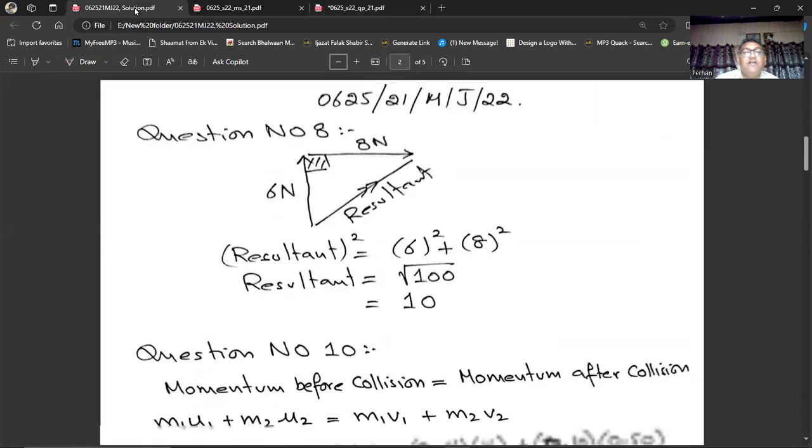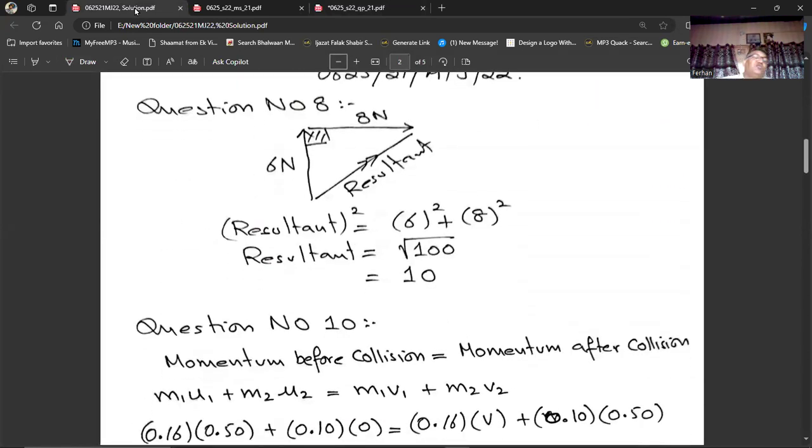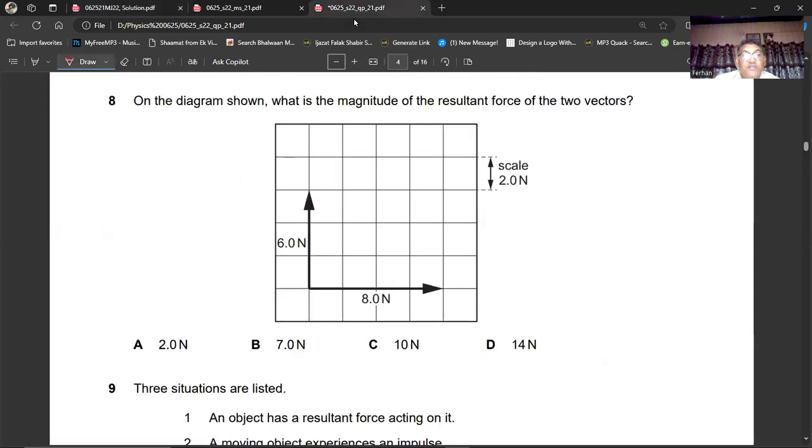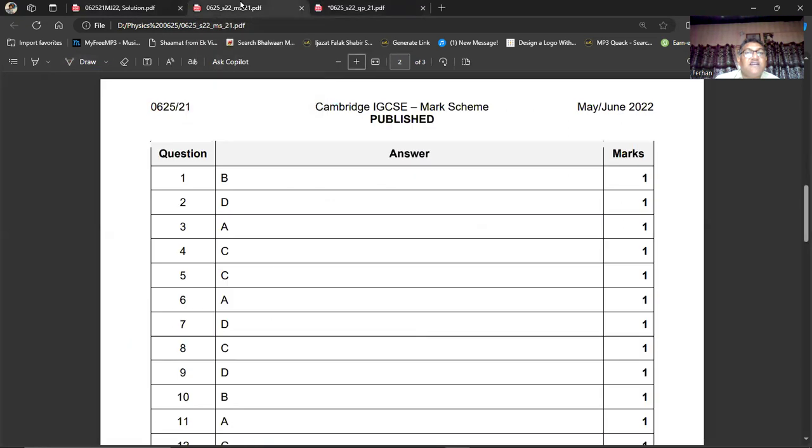I have rearranged them. Because they are perpendicular to each other, I'm going to use the triangular method. I have taken the 6 Newton vector, and on its head I have put the other vector's tail. Then I join the tail of the first vector with the head of the last vector. That is the head-to-tail rule, or you can say the triangular law. Because it's a right-angled triangle, I am going to apply Pythagoras. Resultant squared will be equal to 6 squared plus 8 squared, so the resultant will be the square root of 100, and that is 10. That means the resultant force will be 10 Newton. So I think C is the choice. Question number 8, C is the choice.